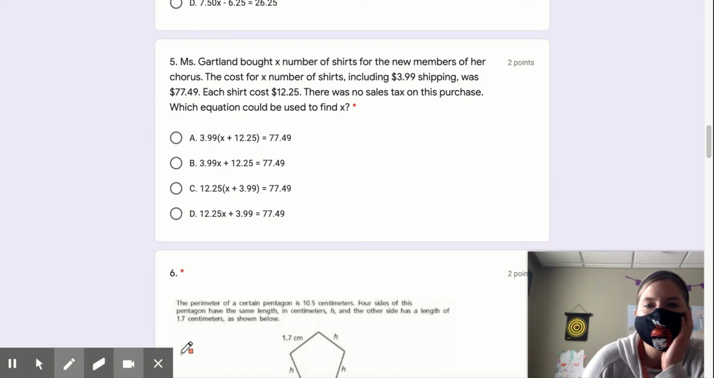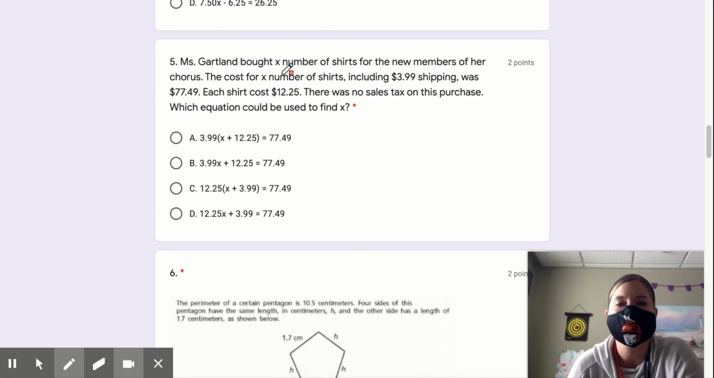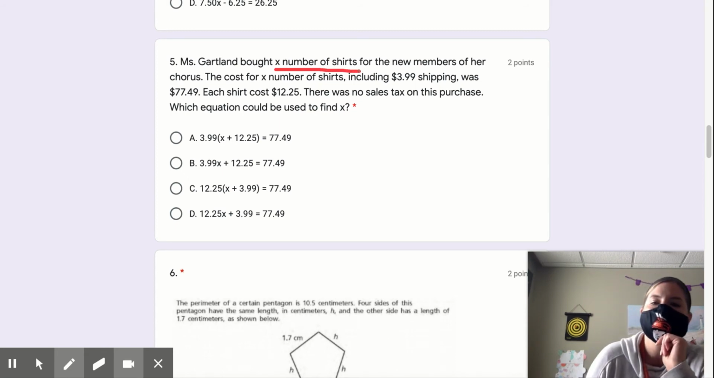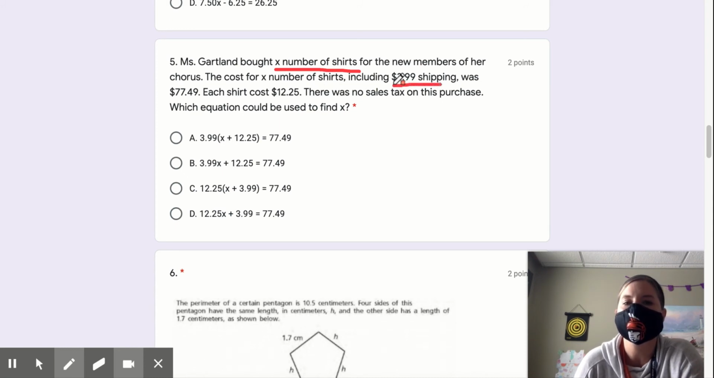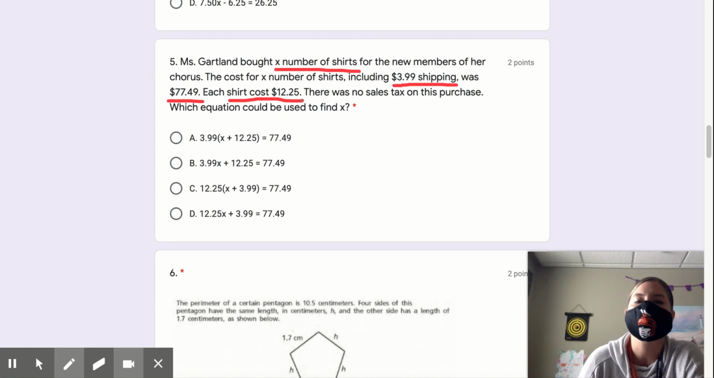Next question, Ms. Gartland bought X number of shirts. X goes with the number of shirts for new members of her chorus. The cost for X number of shirts, including an extra charge of $3.99 shipping, the total was $77.49. Each shirt cost $12.25. There was no sales tax on this purchase. Which equation could be used to find X?